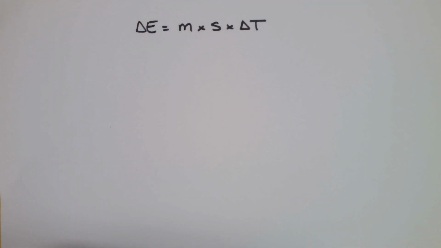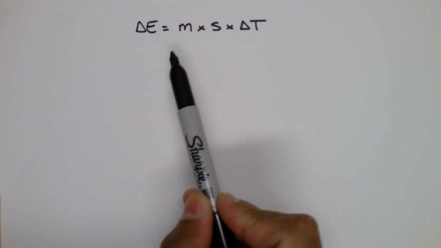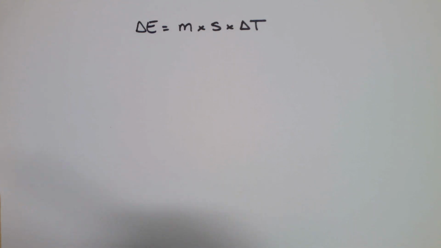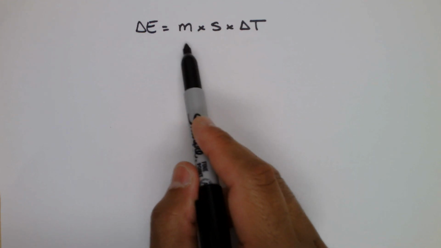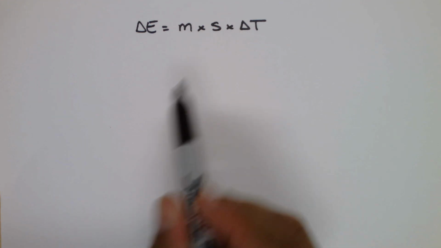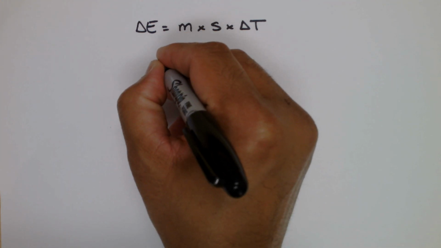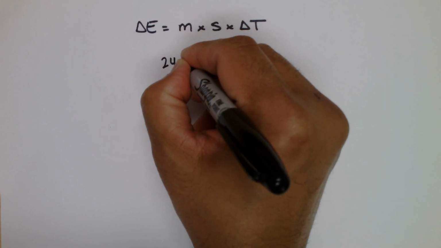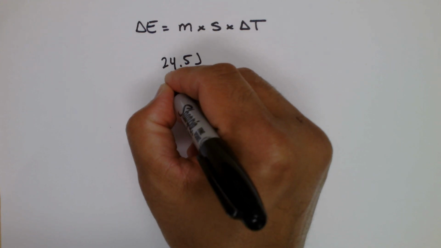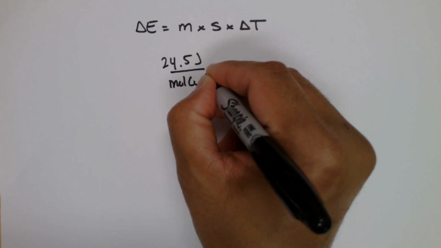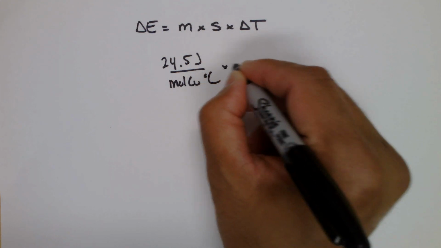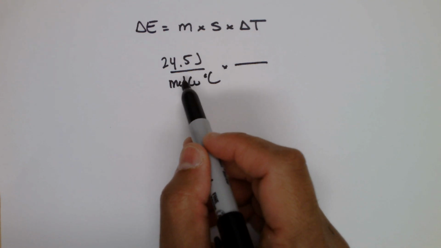In this example, we're looking at the molar heat capacity of copper, and we have a 50-gram sample. Now it's up to you if you want to convert the grams to moles and use the molar heat capacity. I'm using this equation, the mass times specific heat times the change in temperature. So for me, what I'll do is I'll change that molar heat capacity, 24.5 joules per mole of copper per degree Celsius. And pretty simple conversion here.